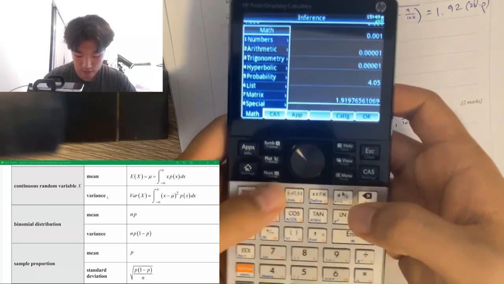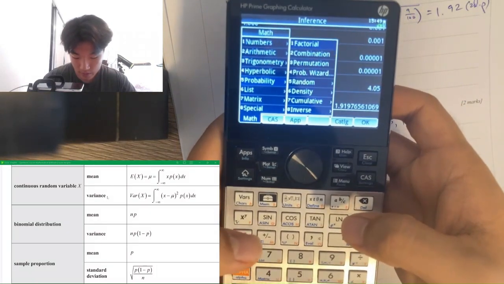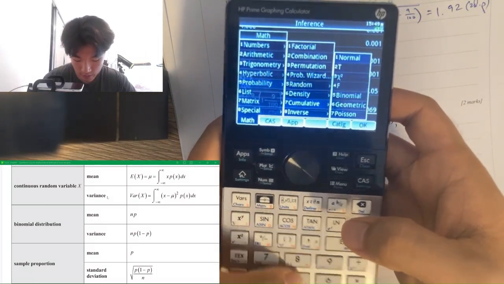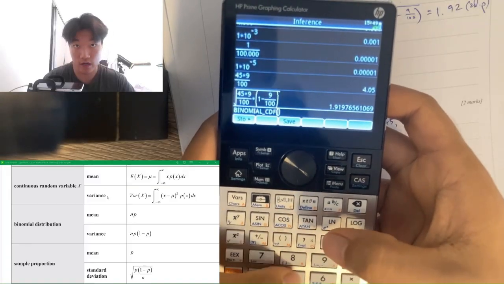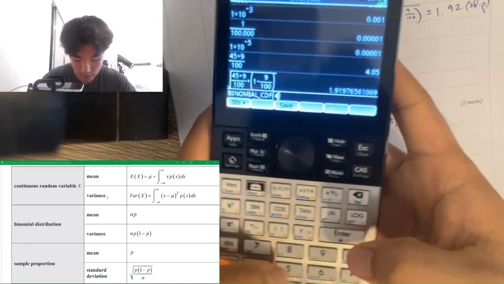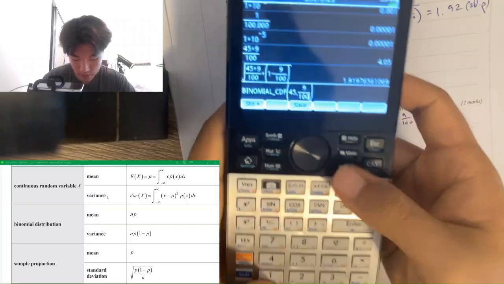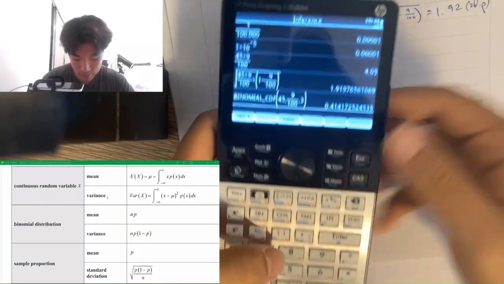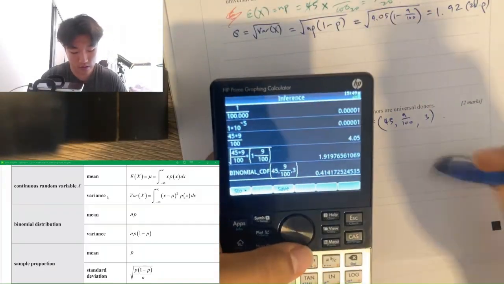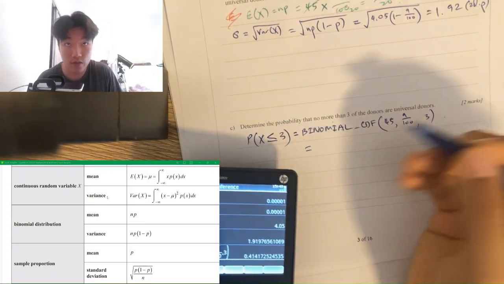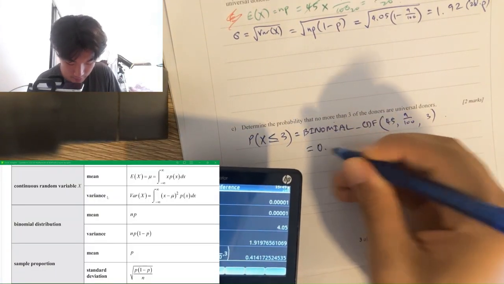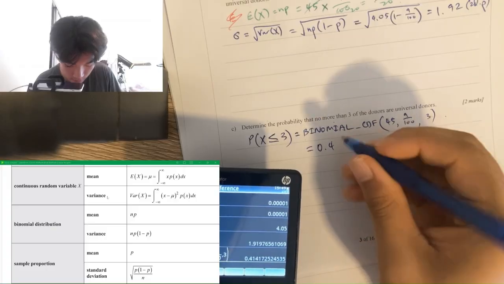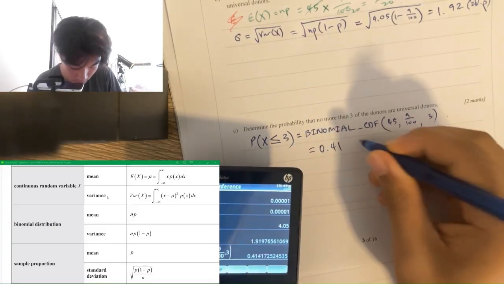So we go here, probability, cumulative, binomial. So 575, that's the shortcut. 45, comma, 9 over 100, comma, 3. Lower tail probability, so we don't need to do anything other than just input the values. No need to get the complement. So 0.41, 2 decimal places.